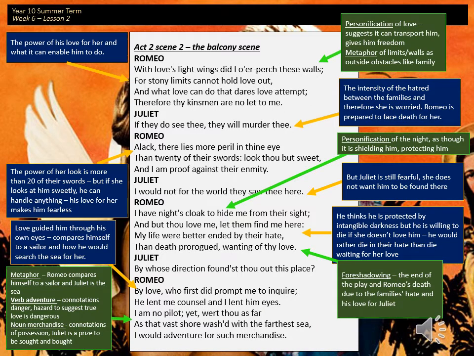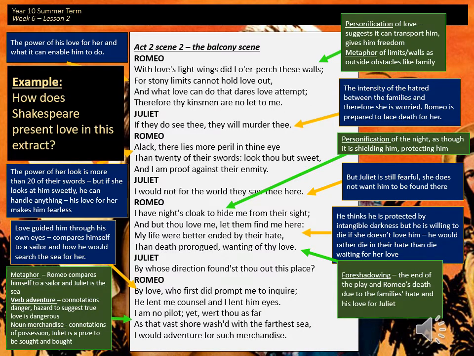So there's my extract with all of my annotations, all of my analysis. If I'm just focusing on the way that Shakespeare presents love in the extract, I'm not going to need all of that. Okay, some of it won't be relevant, or it won't help me write really detailed paragraphs or analysis. So I need to think about the things that I just want to focus on.